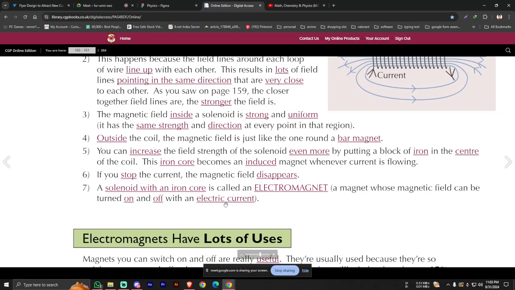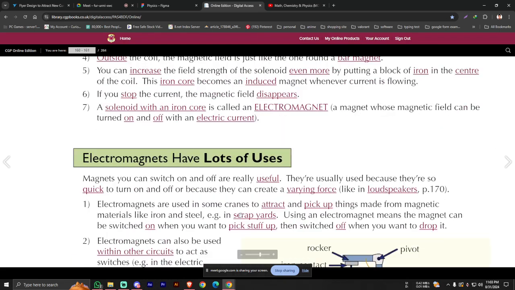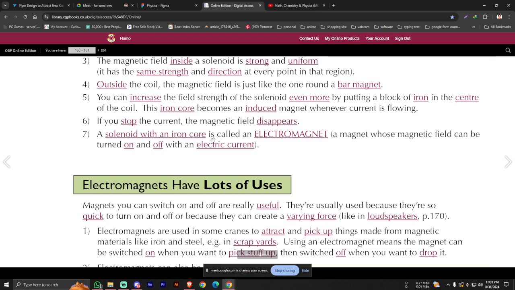Okay, I think we're done with solenoid. Next comes electromagnets. So what is electromagnet? Do you remember, or read this line if you don't?